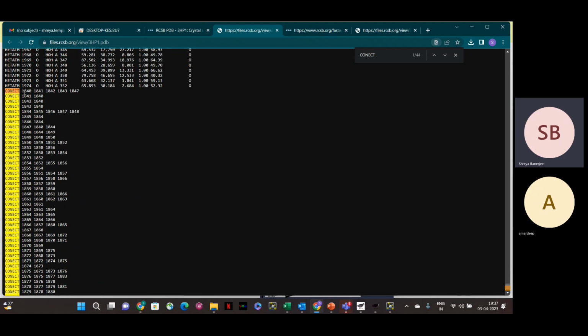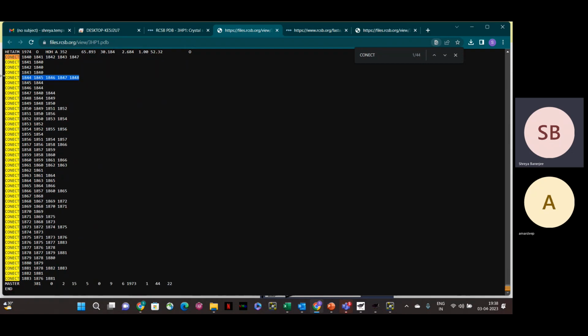What this is representing: when there are four numbers after the CONECT word, it represents a dihedral angle between these four. When there are two atoms after this CONECT word, it means these two are connected by a single bond, so there's a bond distance between these two. If there are four, there is a dihedral angle between these four. If there are three, there is a normal planar angle between these three. And if there are five, they are connected kind of like a pentagon, so they are also connected in plane.